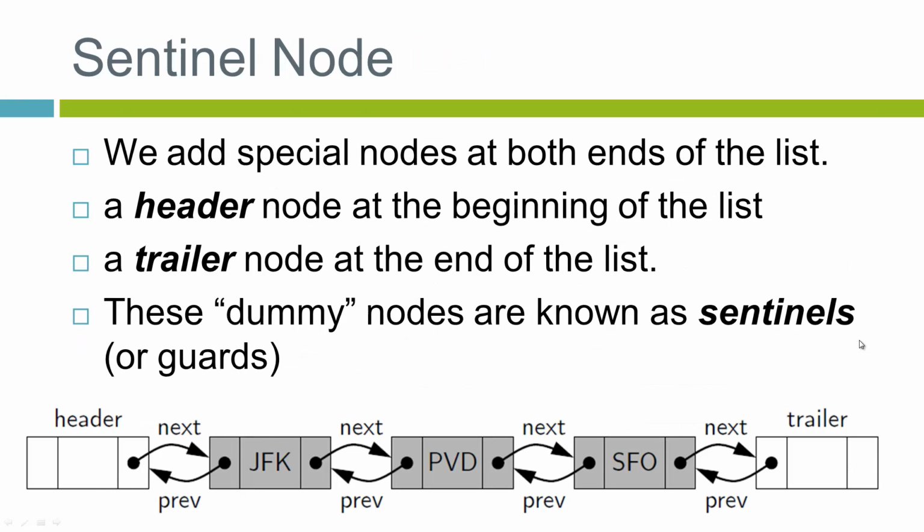Okay, so we add special nodes at both the ends of the list, the header and the trailer. A header node at the beginning of the list and a trailer node at the end of the list. You can check the diagram here. Note how this looks similar to that singly linked list, except now we're referencing previous nodes as well, not just what comes next, but what was previous. These dummy nodes are known as the sentinels, or guards. So we have this header node, this header sentinel, and this trailer node, or trailer sentinel.